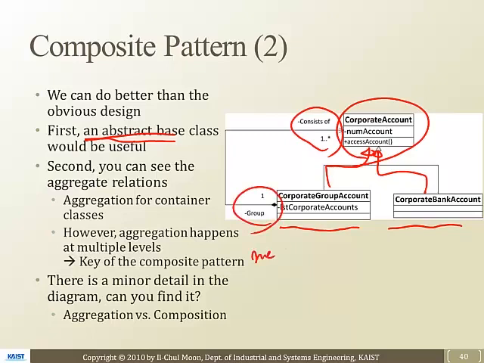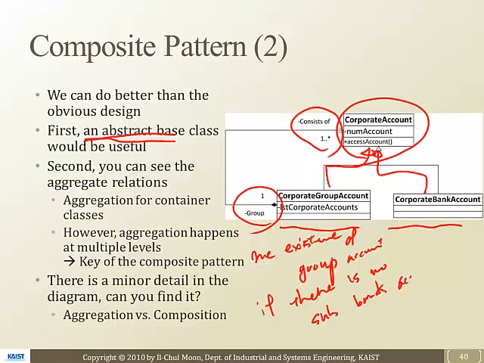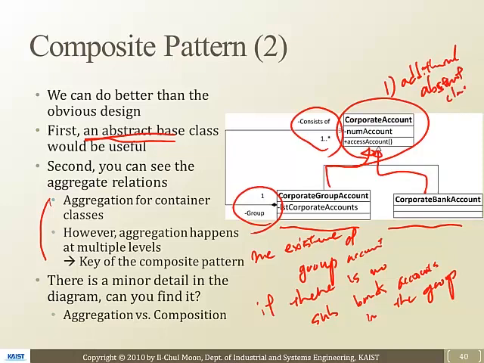And if there are no corporate accounts, it will not survive. There is no existence of group account if there is no sub bank account in the group. Okay? So here actually we are introducing one additional abstract class, and we are adding aggregation relations here, right?